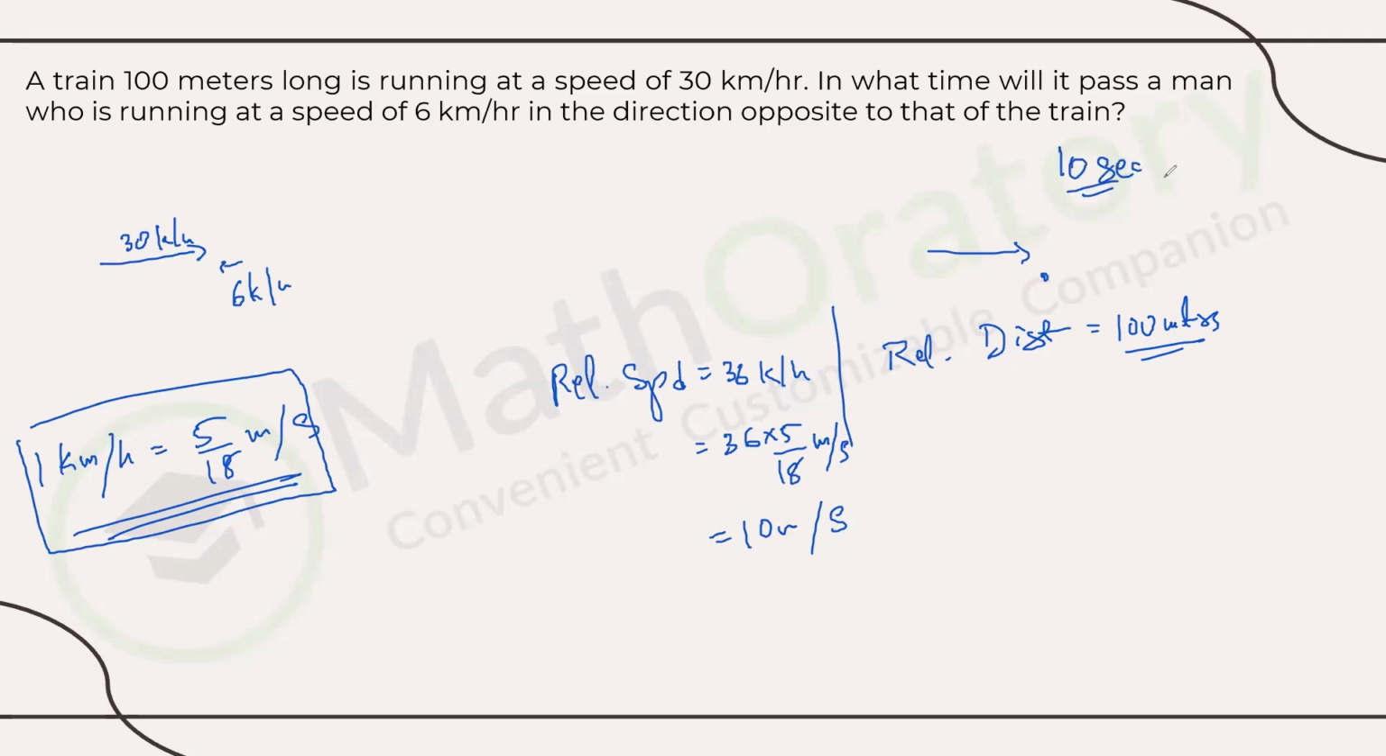So just remember, whenever you have one object crossing another object, the distance or the relative distance that needs to be covered would be the sum of the lengths of the two objects. Always, irrespective of whether the objects are moving in the same direction, opposite direction, or one object is moving and the other is stationary. It doesn't matter. The sum of the lengths would always be the relative distance that needs to be covered. And depending on whether you have both the objects moving or one object moving, you consider relative speed or simply the speed of the moving object.